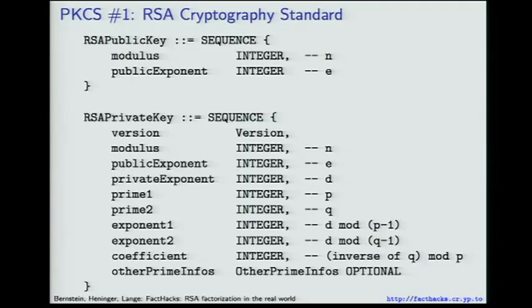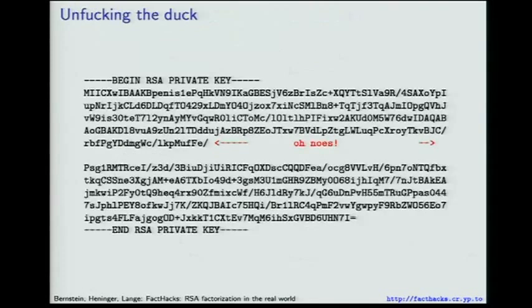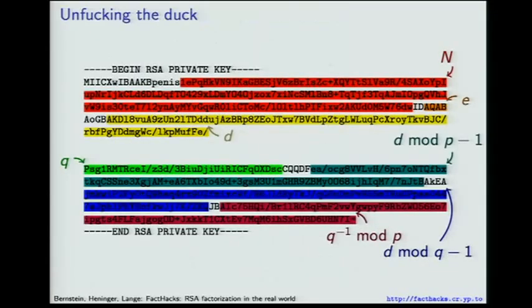Okay, what did we see here then? Well, here is the key broken up into all of the different pieces. The red bit is approximately where N is sitting. We've got E in orange, part of D in yellow. We seem to be missing P, but we've got part of Q. And then here's D mod P minus 1, D mod Q minus 1, and Q inverse mod P.